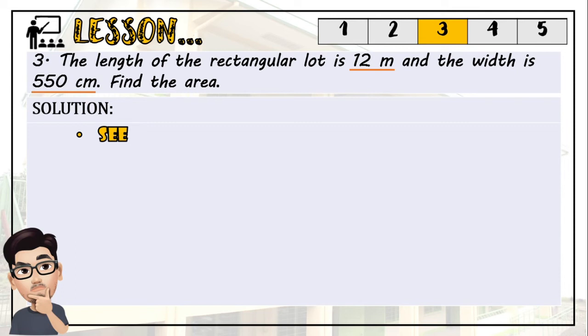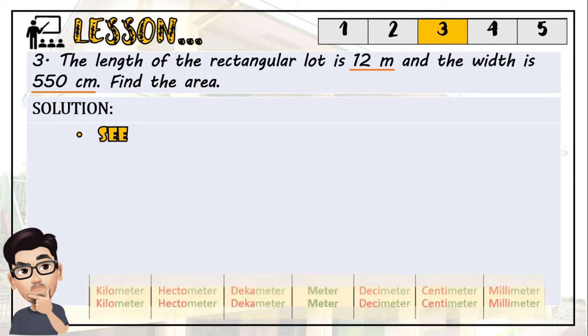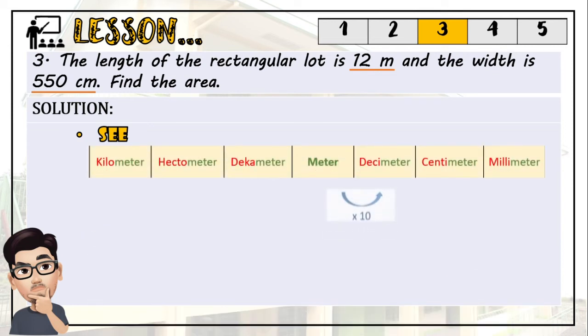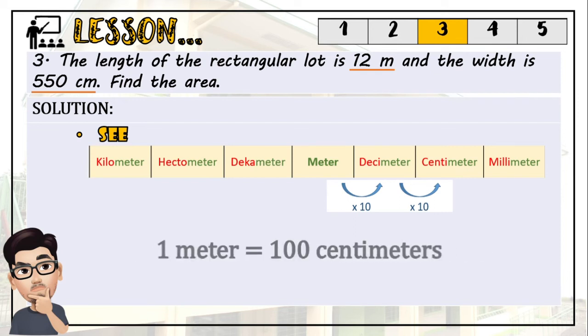So before we are able to find the area, we first need to convert one of them and make them similar in terms of the unit. Okay? So we will convert meter to centimeter or centimeter to meter. Whichever your choice will be, it would still arrive at the same answer. But in this case, we will convert meter to centimeter. And that we will arrive with a conversion factor, 1 meter equals 100 centimeters. Okay?